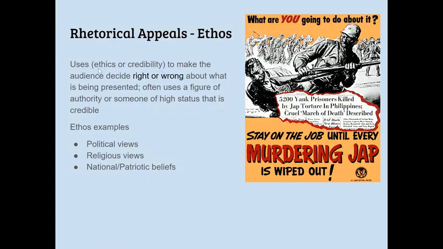When we're talking about ethics here, ethos, ethics, we're talking about political, religious, or patriotic beliefs. So this is when somebody appeals to your political, religious, or patriotic beliefs by presenting something in a certain way. So, for example, this is an ad from World War II. This is obviously appealing to somebody's political and patriotic beliefs. They're trying to convince you to fight for the United States Army. So that is ethos, appealing to ethics or credibility.